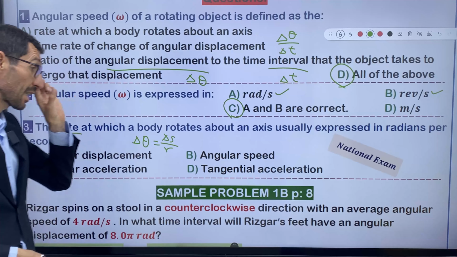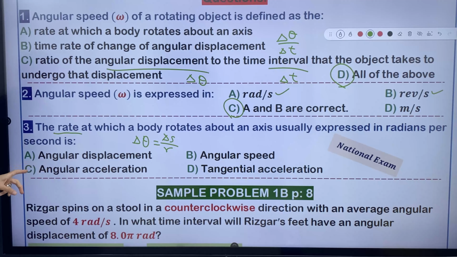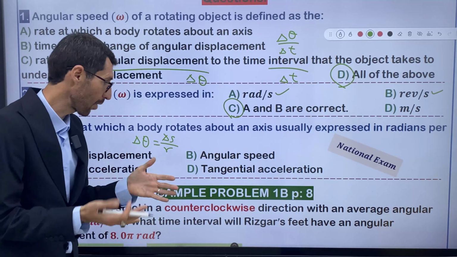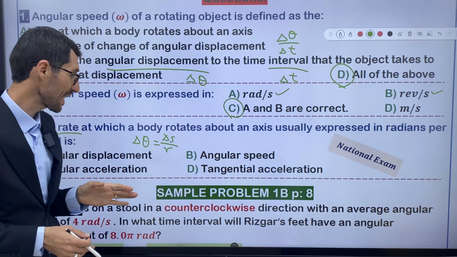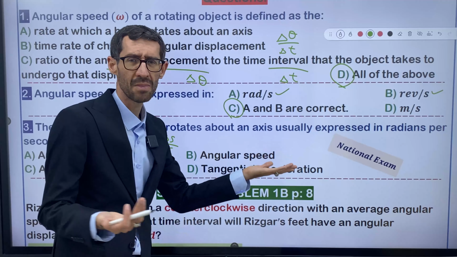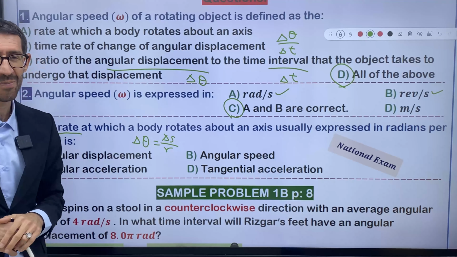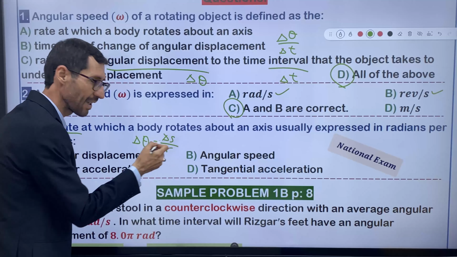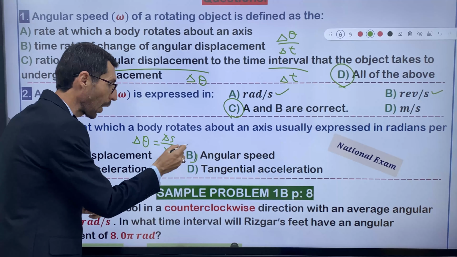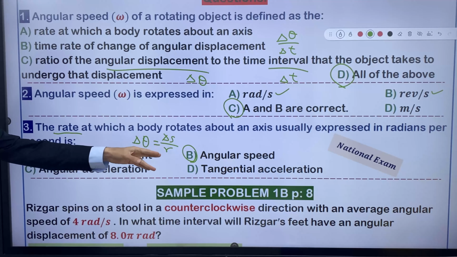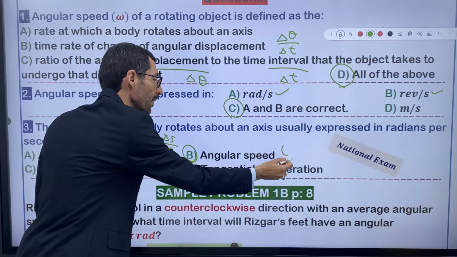But let's keep reading the question. C, angular acceleration. We have no information about angular acceleration till now. We don't know what this is. Tangential acceleration, what's this? We have no idea about tangential acceleration. The only answer is angular speed or omega. Right?